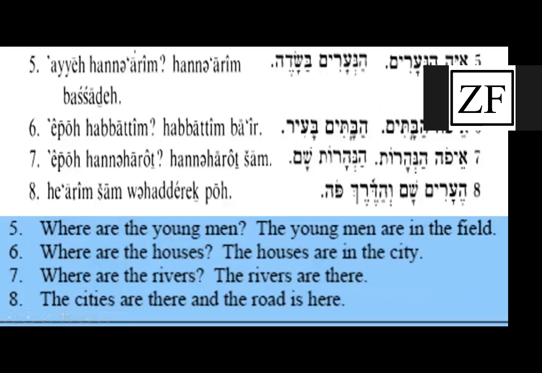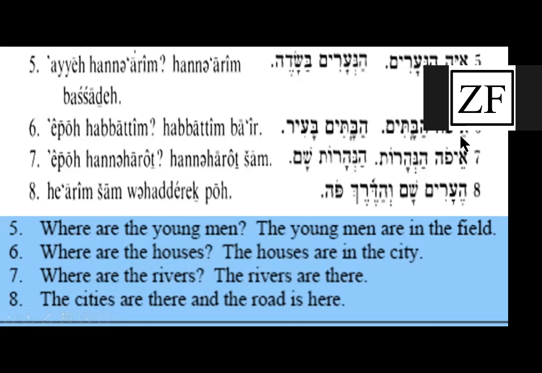Okay, the next of those, Ayeh. Ayeh is where. Hana'arim. Na'ar was young man. So Na'arim is young men, plural, and Ha is the. So where are the young men? The answer is Hana'arim basadeh. So Hana'arim is what? This is the young men. Where are they? Basadeh. They're in the field. In the field, yep.